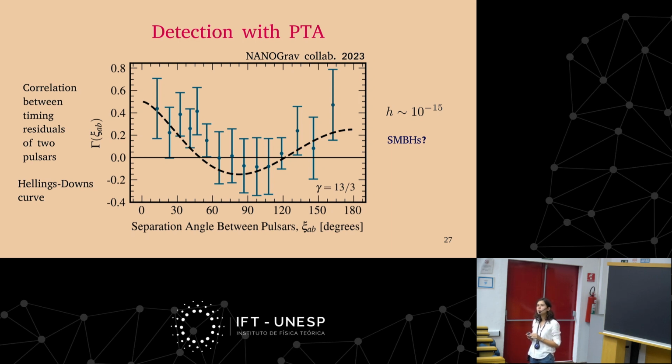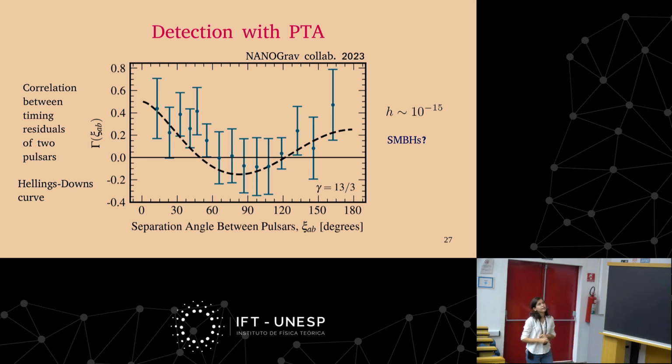LIGO is not able to detect a signal with the frequency that PTA is able to. Yeah, so what they detected was a signal compatible with this amplitude, but in the nanohertz band, which is far away from the LIGO band.